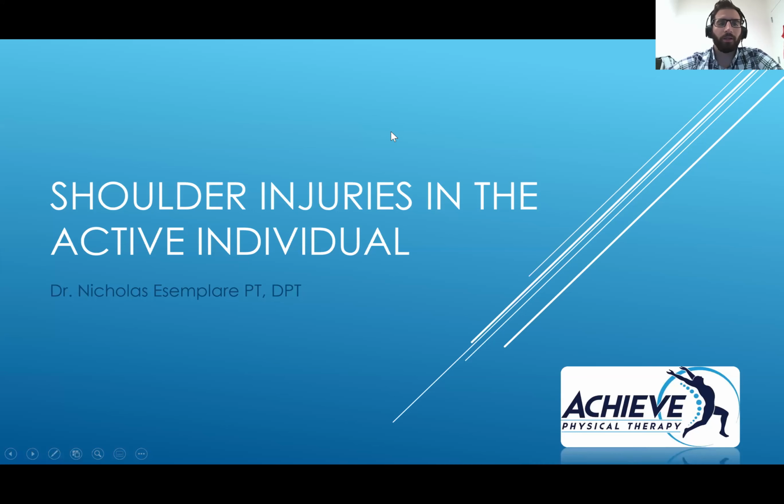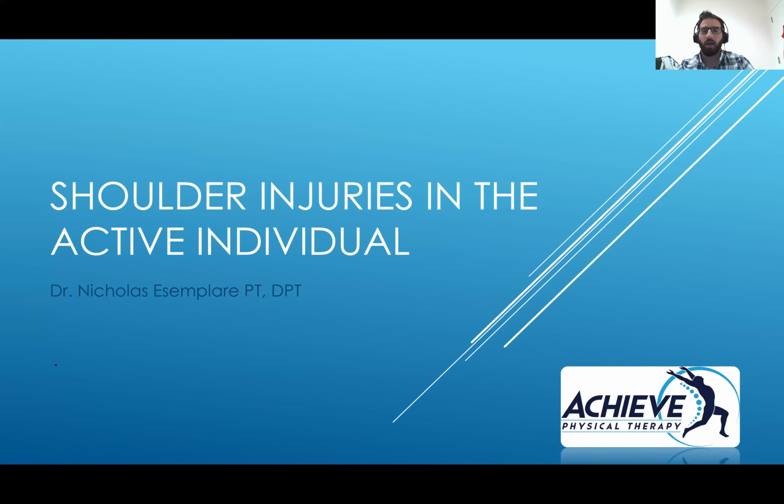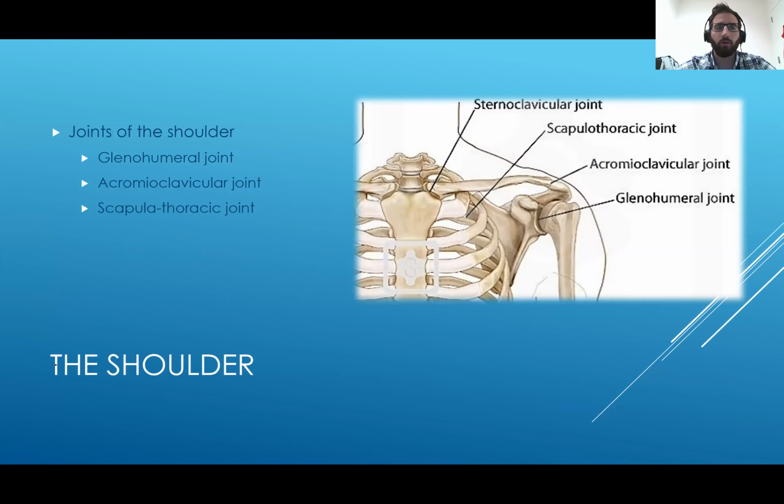All right. So like I said, we're going to talk about shoulder injuries in the active individual, just some common things that I've seen as I practiced and some things that most people that are active, whether they're gym active, sports active, have come in and complained of. So real quick, I want to go over some anatomy of the shoulder joint, just so we're on the same page and understand where we're coming from.